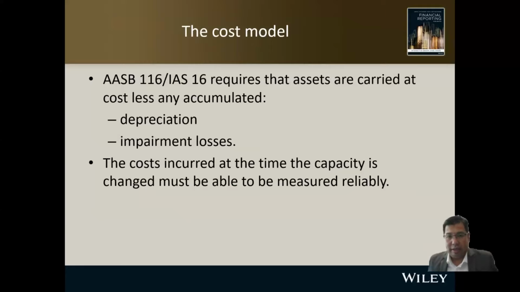The cost model is very easy. This is what we normally did. It requires that the asset be carried at cost less any accumulated depreciation. We have the asset cost, and then we minus depreciation or impairment loss. I normally use IL, impairment loss. What is the value of this asset? Cost minus accumulated depreciation minus accumulated impairment loss. So every year, the value of this PPE will reduce.